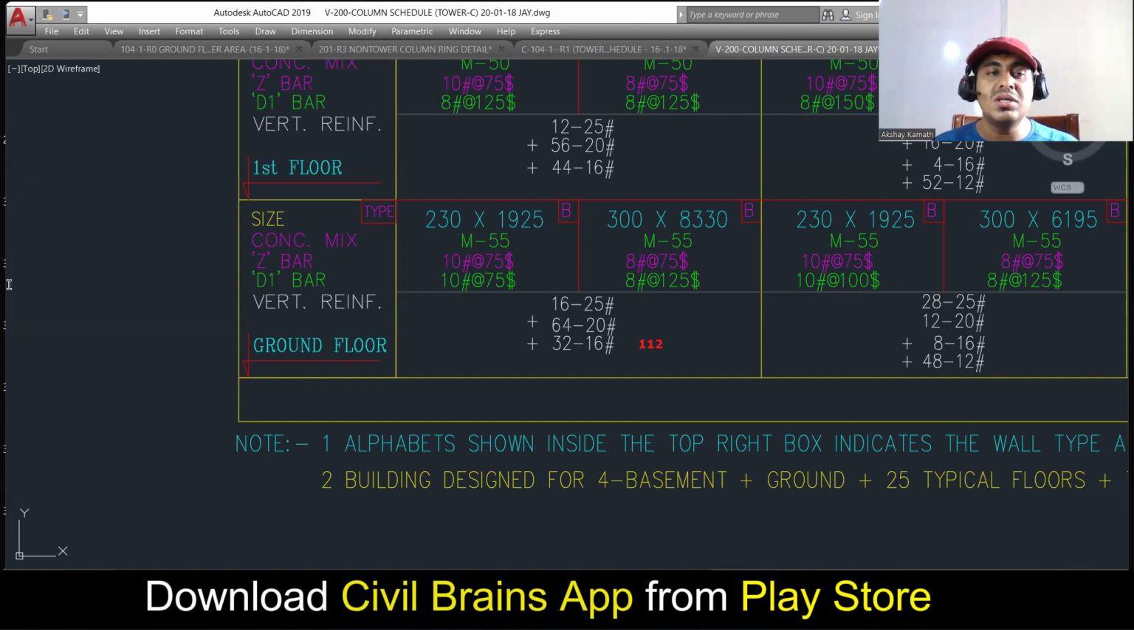What about the lateral ties? Here they have mentioned the lateral ties. One is Z bar and D bar. That means confining and non-confining zone. Both you are supposed to provide 75, 75 center to center spacing. Understood? Now come to the next floor.